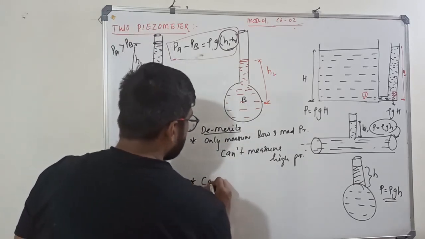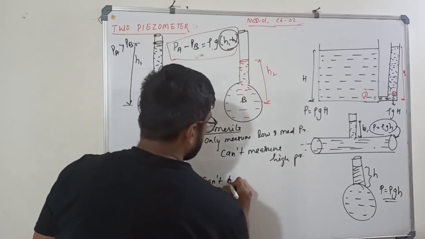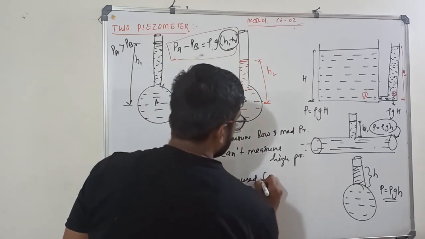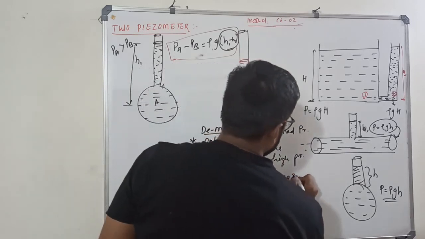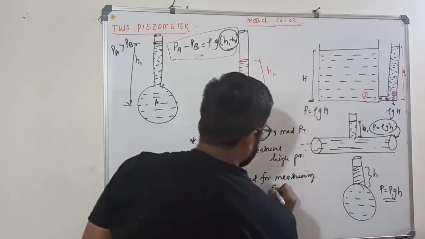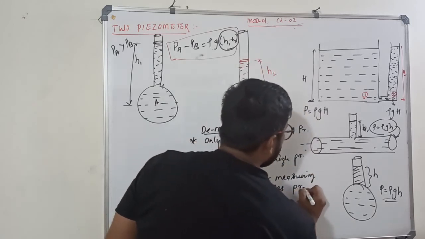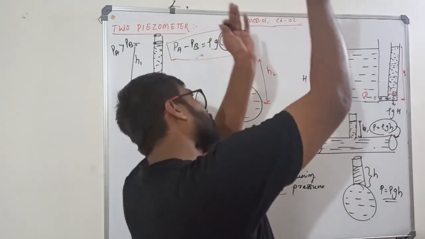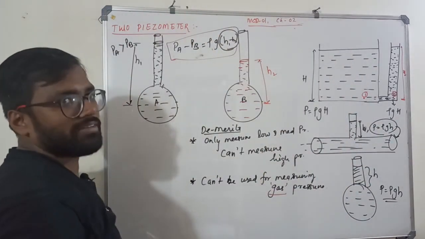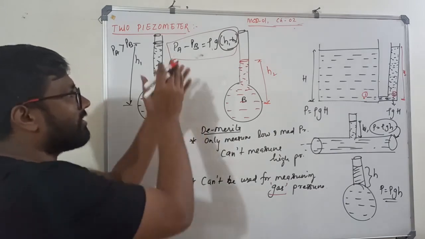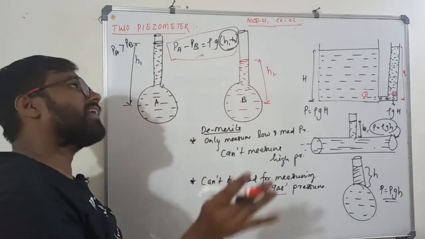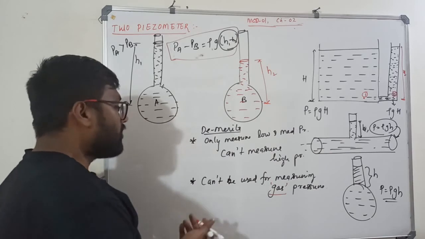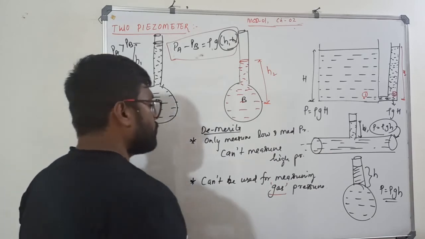Next, it can't be used for measuring gas pressure. Why? Obviously gas will flow. It will go and mix with the atmosphere. It's not a confined cylinder, the gas will not stay there. Gas will go and mix in the atmosphere itself. So we cannot use it for gas.